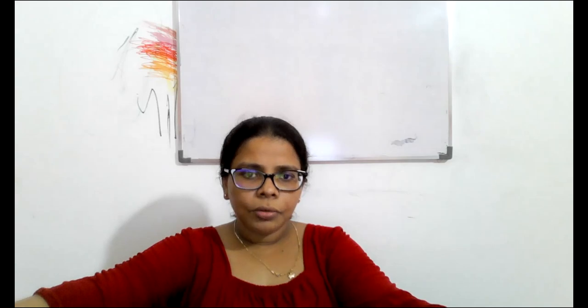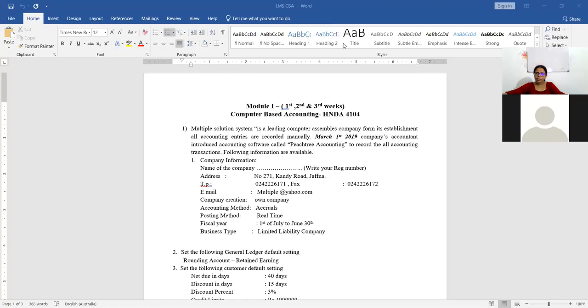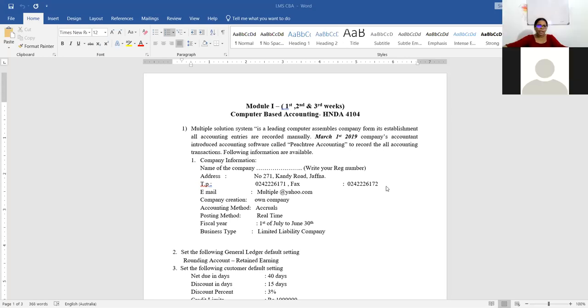Read the tute now. Take a printout and keep it with you. Otherwise, it's difficult, no? Right. Now we are going to practice in this exercise. Multiple Solution System. That is the company name, but you have to write your registration number at the final exam. Keep in mind, because we can't enter the same name. When you enter the same name, we can't identify which is your company, right? Then to give the marks, just write down your registration number.